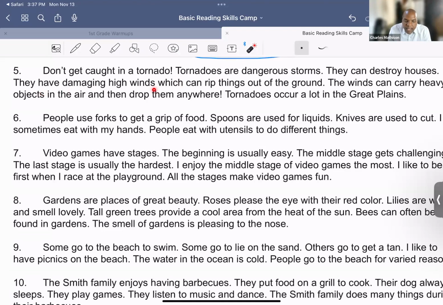Okay, so they have damaging high winds. The winds can carry heavy objects in the air, then drop them anywhere. They can destroy houses. Tornadoes sound pretty dangerous. So, I see it. Tornadoes are dangerous storms. Let's do 2 more.